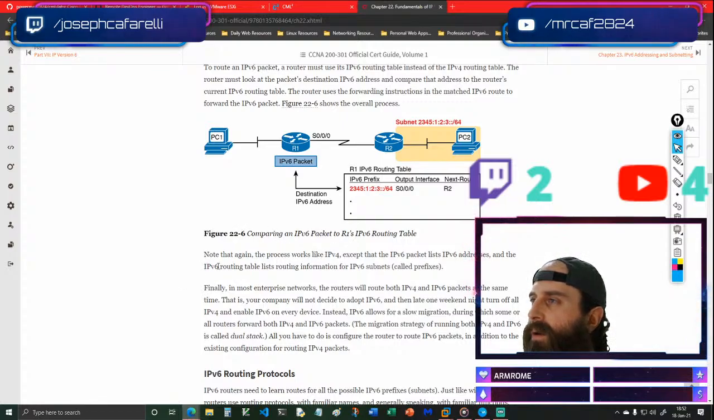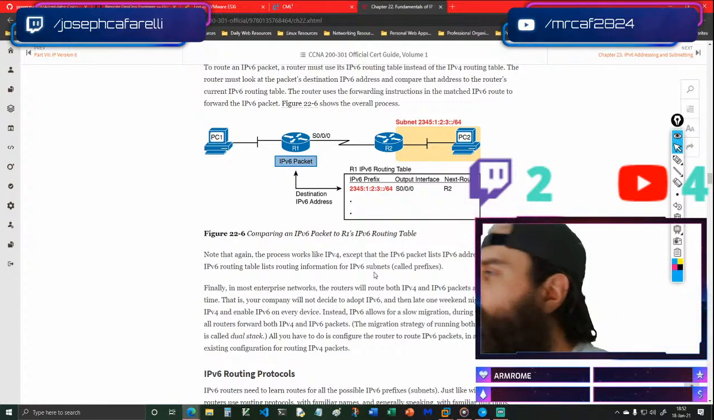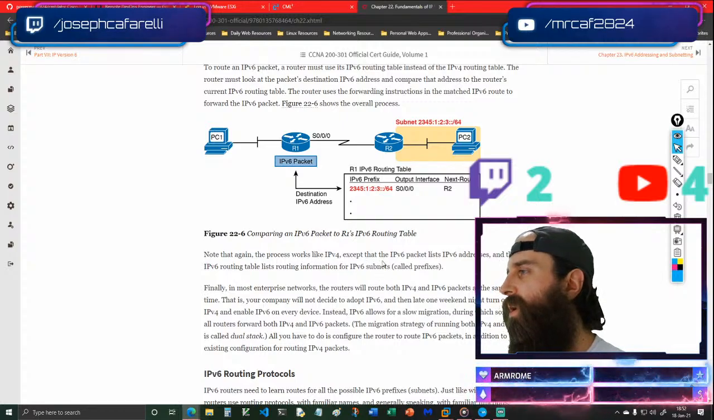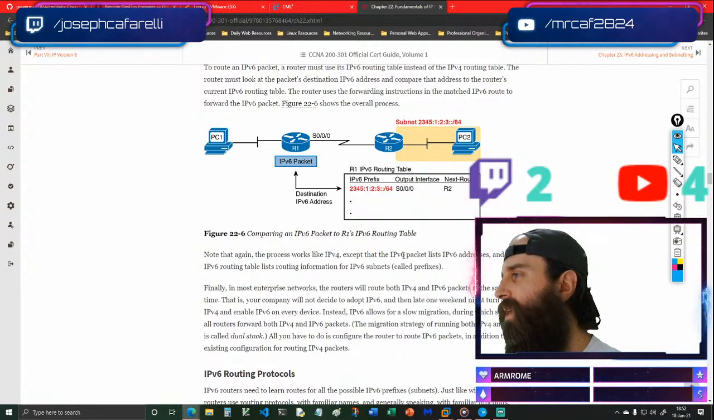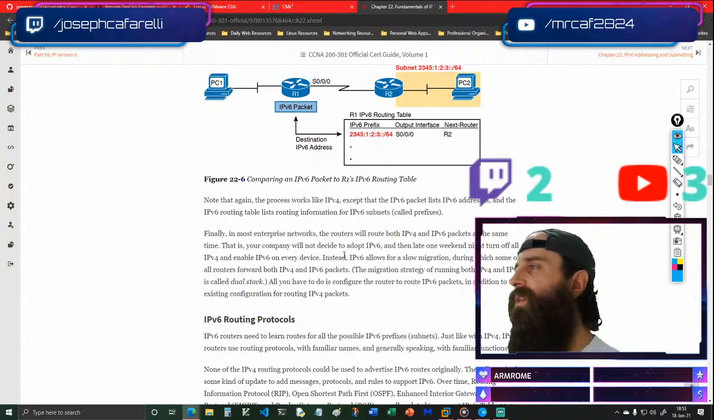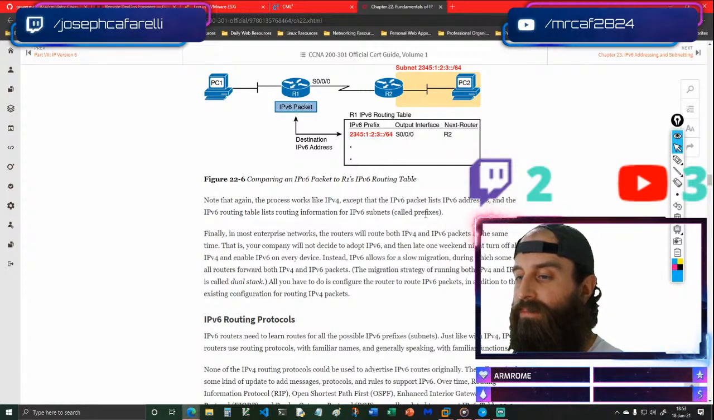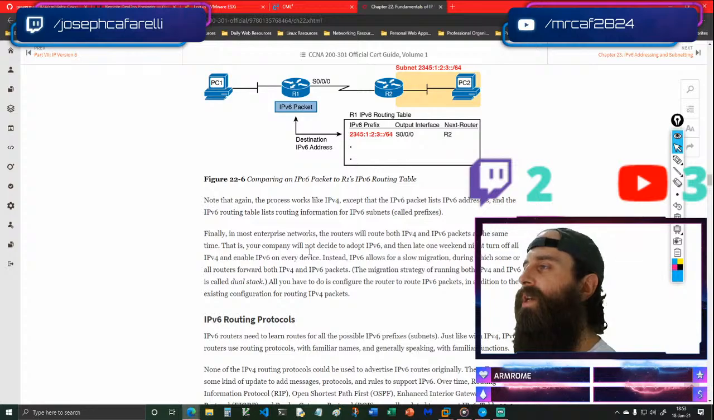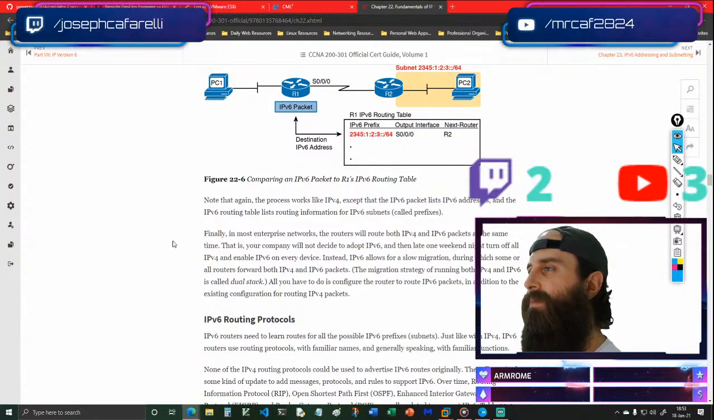Next, note again, the process works like IPv version 4, except that the IPv version 6 packet lists the IPv6 address, and the IPv6 routing table lists the routing information for the IPv version 6 subnets, called prefixes. Finally, in most enterprise networks, the routers will route both IPv version 4 and IPv version 6 packets at the same time.